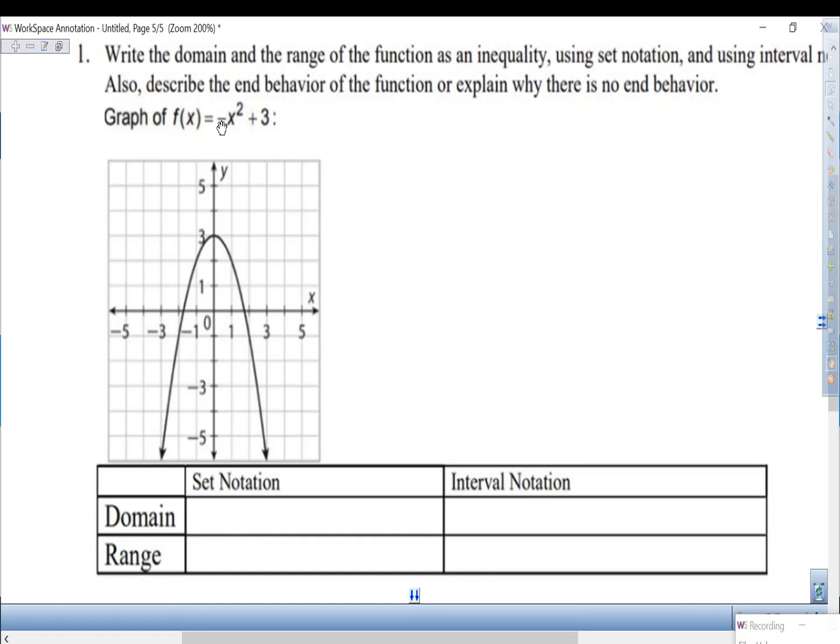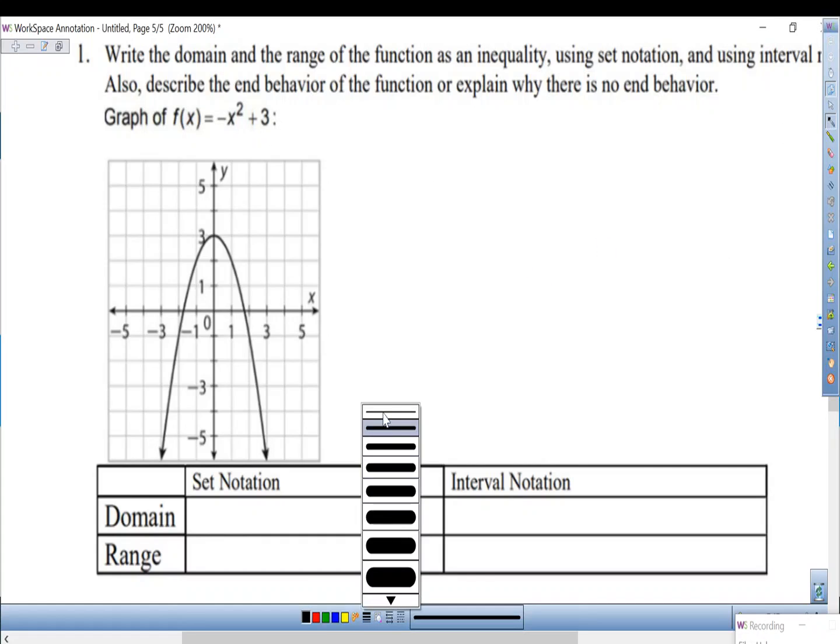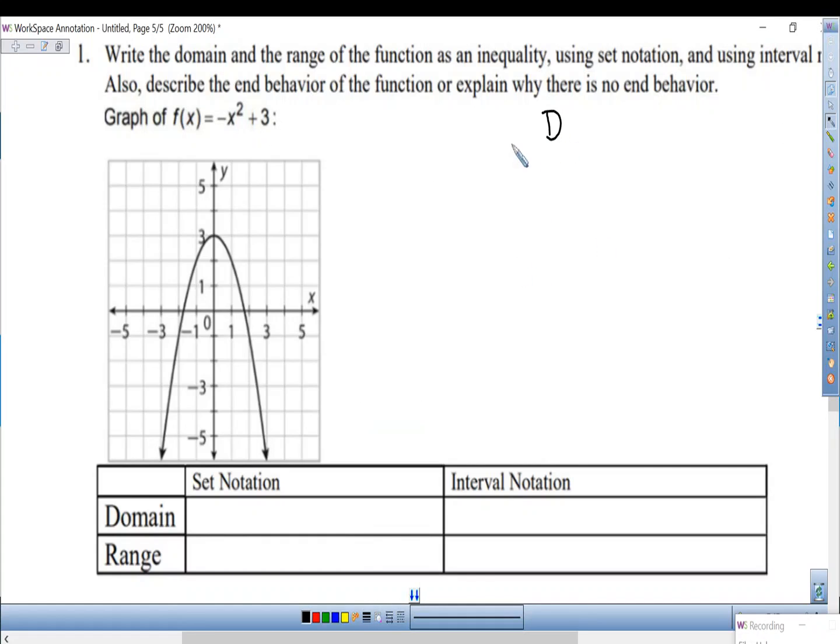And notice when it's a negative, it's an upside down parabola. All right. So on the side, I'm going to write D for domain. We're going to first work with the domain. So I'm going to take my highlighter, and we're going from left to right. What's the farthest to the left that I'm going to highlight? It looks like the farthest to the left is negative 3 of x. Do you guys see that? How about farthest to the right? Positive 3. Okay.